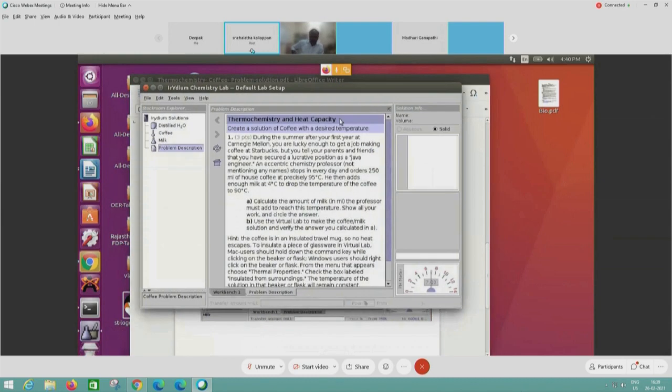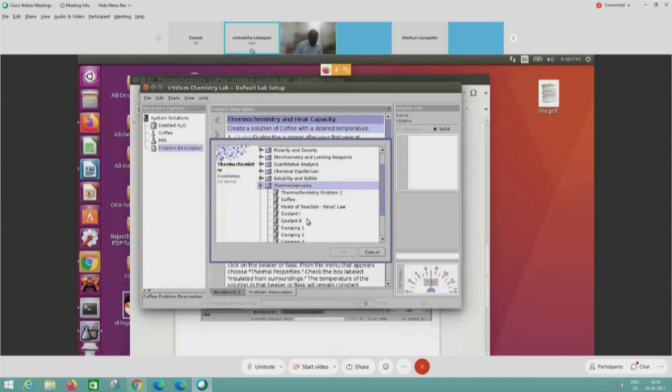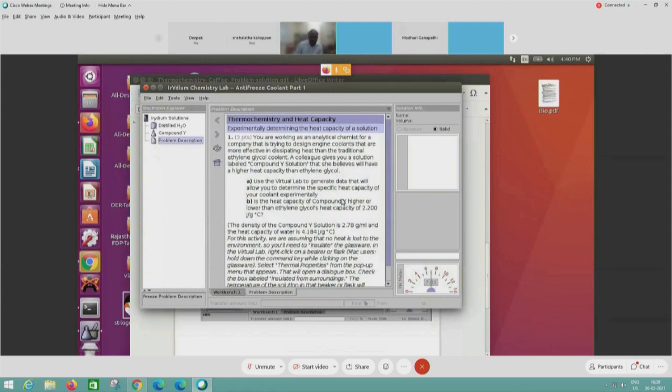So that's what I want to show, and I want to show you another problem also. Let me show you that problem. That is called the coolant problem. These are very interesting day-to-day life problems. So let me show you. It's a coolant problem. Okay, coolant 1. So the problem description: you all can also open and read the problem description.